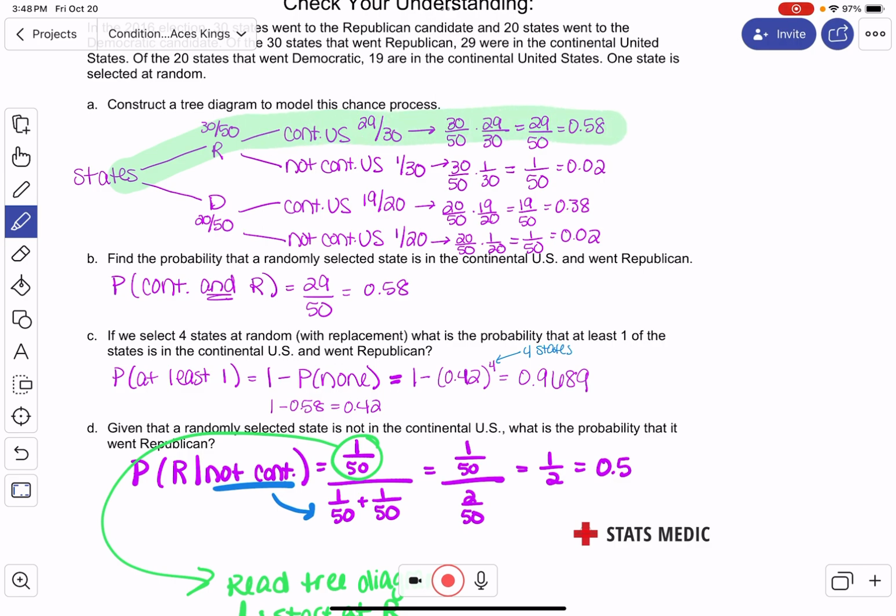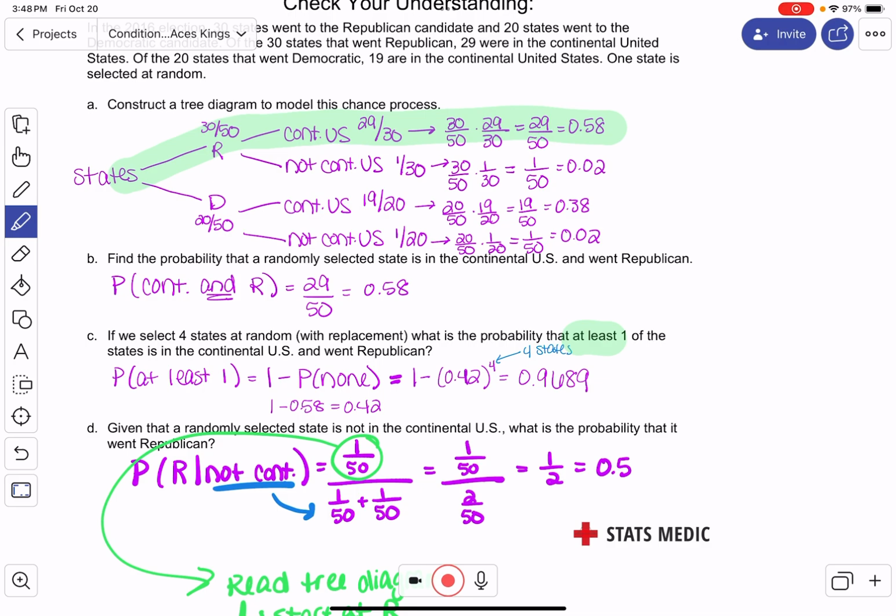Now the next one is a given situation. So probability at least one of the states, this is the at least example. So the probability of at least one, remember we're going to use 1 minus the probability of none. So that's going to be, we're going to do 1 minus 0.58 because that would mean that they're not in the continental U.S., and so that's 0.42. And so we do 1 minus 0.42, and we do the 4th power because there's 4 states. So you'd be multiplying it times itself 4 times.